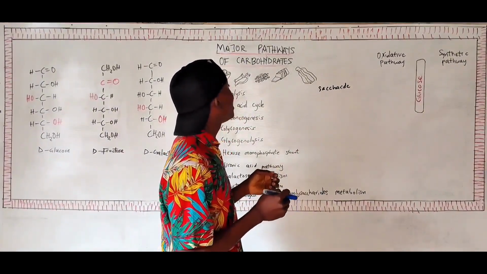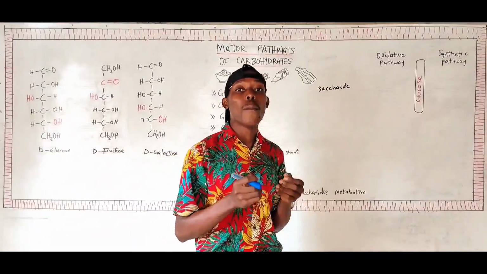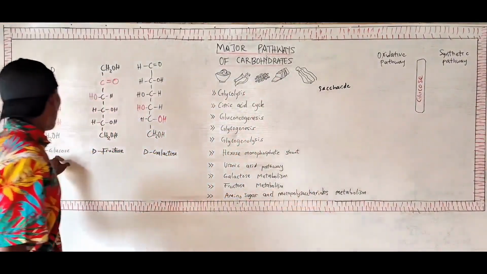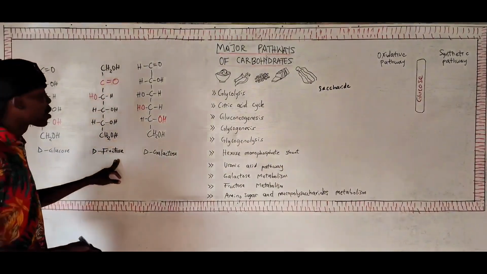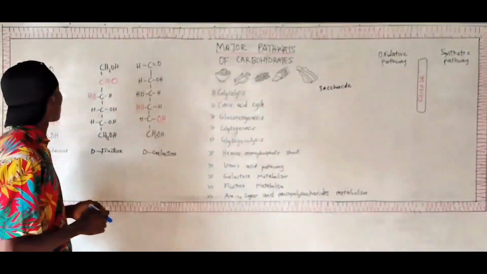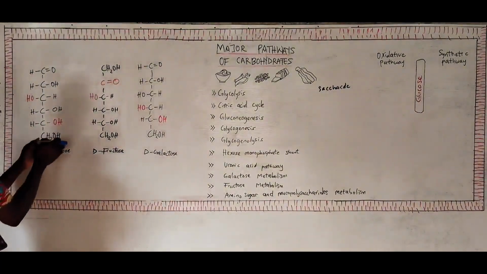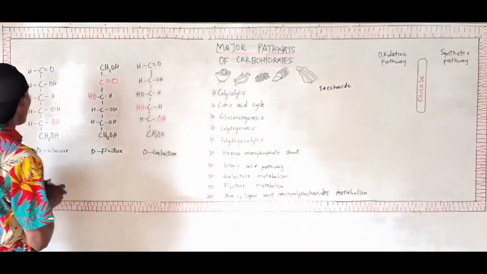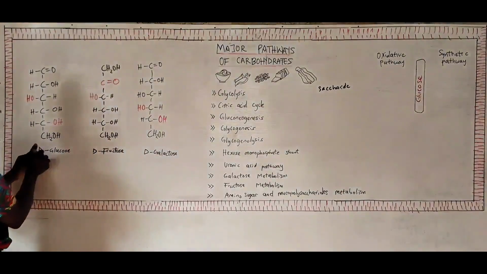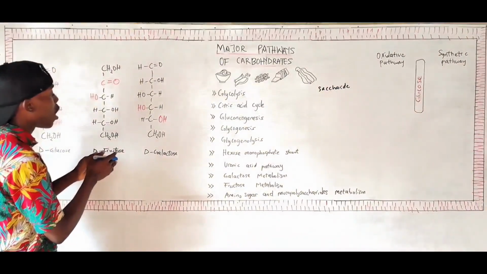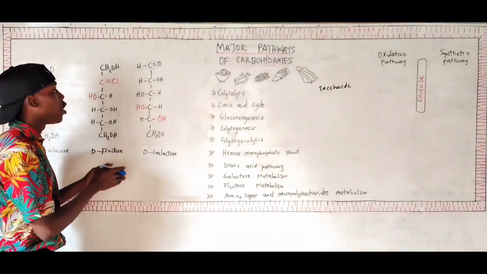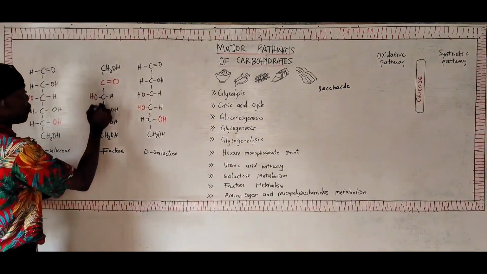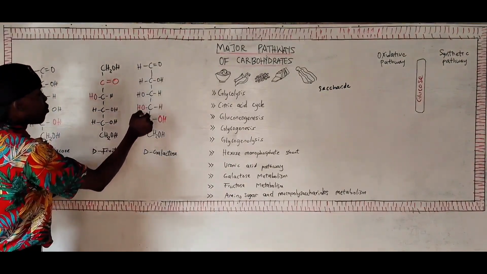So, the simplest form of carbohydrates is monosaccharide. Monosaccharide comprises glucose, fructose, and galactose. These are the Fischer projections of glucose, fructose, and galactose. So, this is glucose. They are all from the family of hexoses. That is, they all contain 6 carbons. 1, 2, 3, 4, 5, 6.